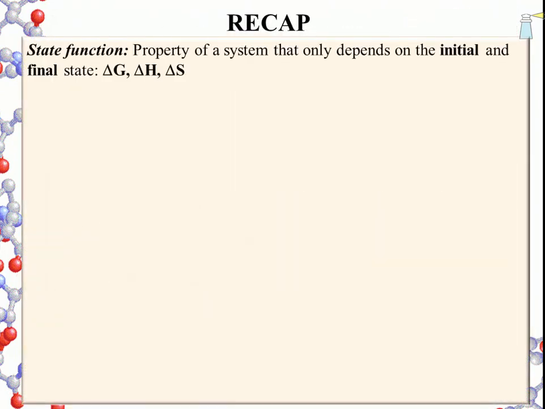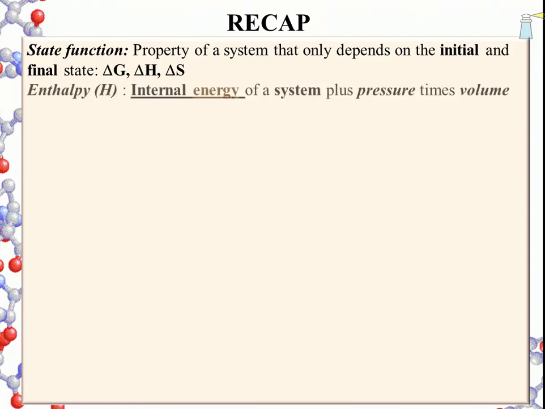To the recap. A review of thermodynamic material opened the lecture along with an introduction to the state function. It relates the properties of a system that only depends on the initial and final state. That transition is path independent. Three state functions were covered in this lecture: delta G, delta H, and delta S. The first of those state functions is enthalpy. It is defined as the internal energy of a system plus pressure times volume. A more useful definition is the heat content or total heat.